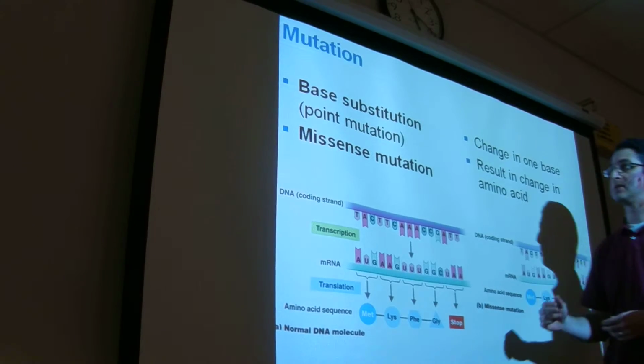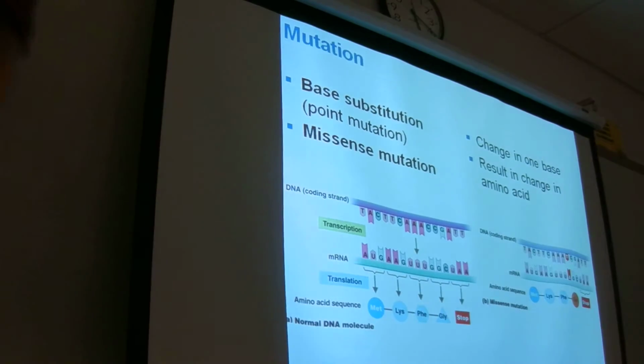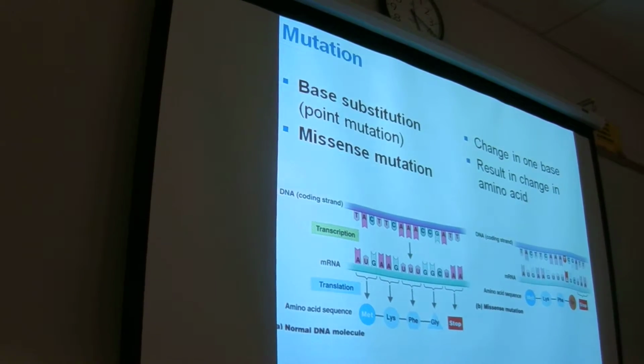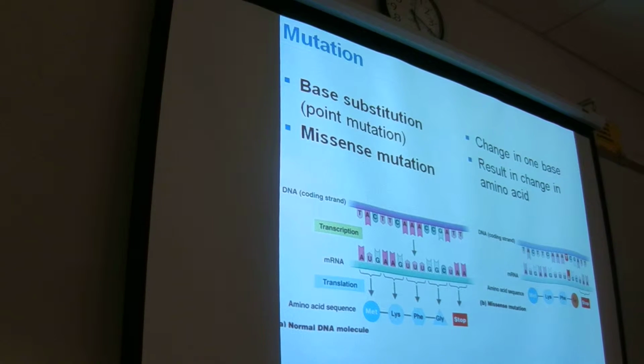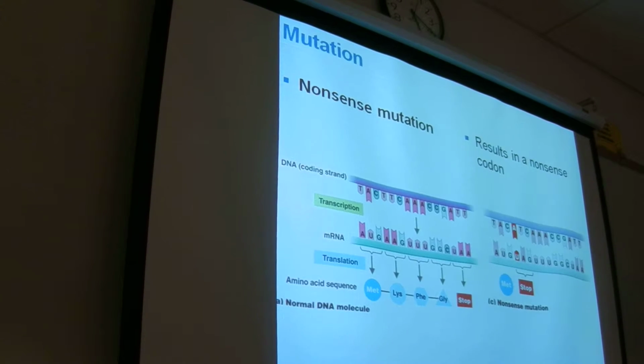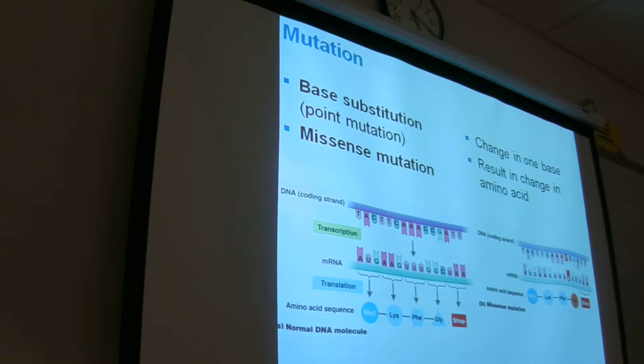So this is the first type. It's called a missense mutation because it just gives you the wrong amino acid. So those two go by the same name, base mutation, missense? A base mutation is a general term for a single base being changed. Missense, specifically, this is a missense because it leads to just the wrong amino acid.